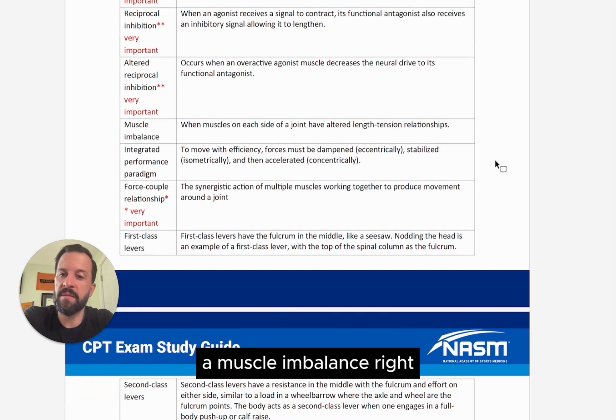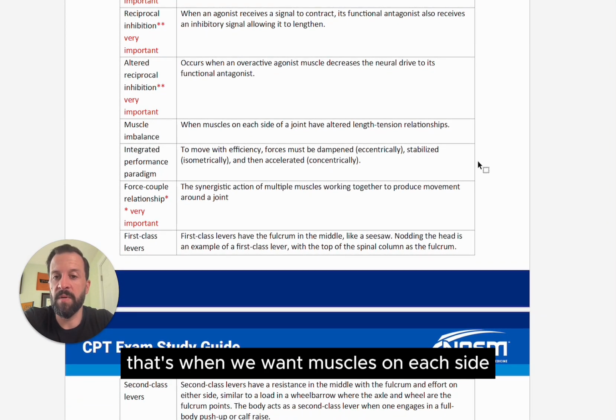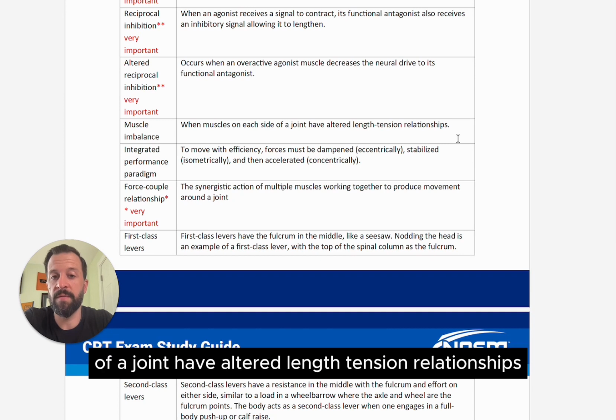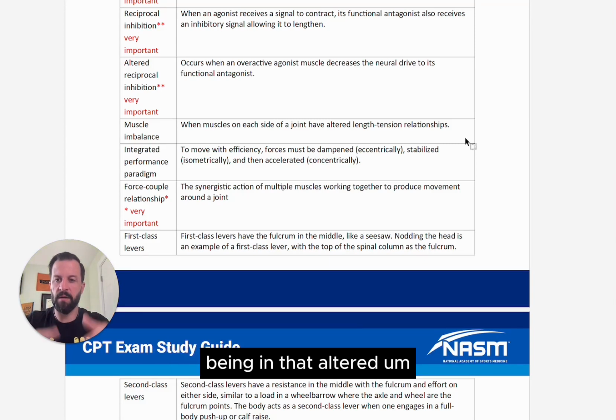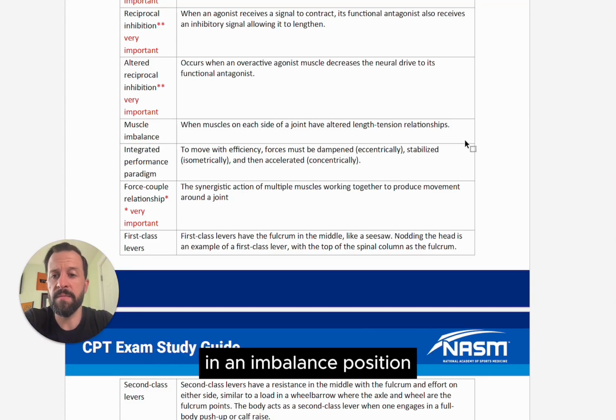A muscle imbalance, right? This is just like I described: that's when muscles on each side of a joint have altered length-tension relationships. So that would be an example of being in an imbalanced position.